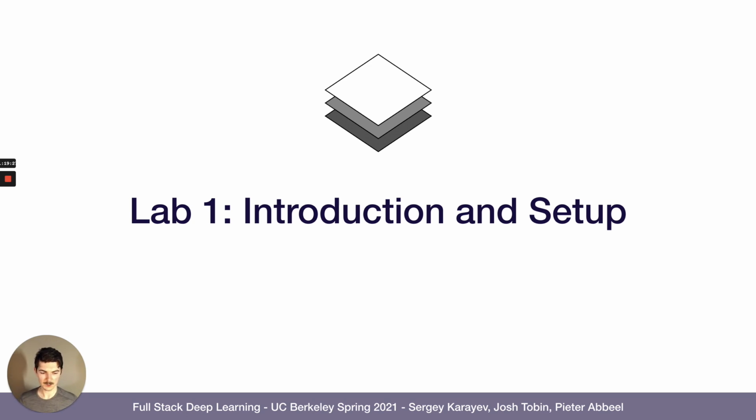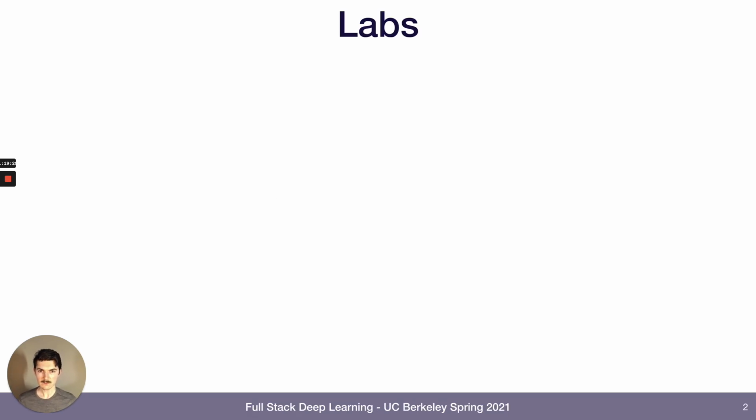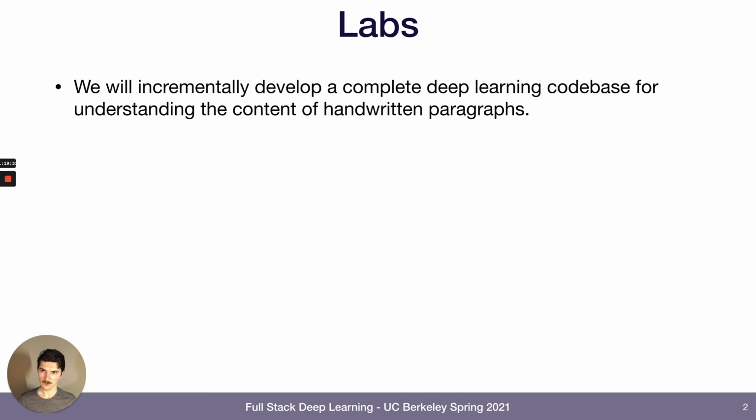This is lab 1, introduction and setup. The labs that we're going to be doing are going to incrementally develop a complete deep learning code base for a single purpose: understanding the content of handwritten paragraphs. And you saw a slide from Josh in the intro lecture that alluded to this. So the key I want to focus on is incremental development.